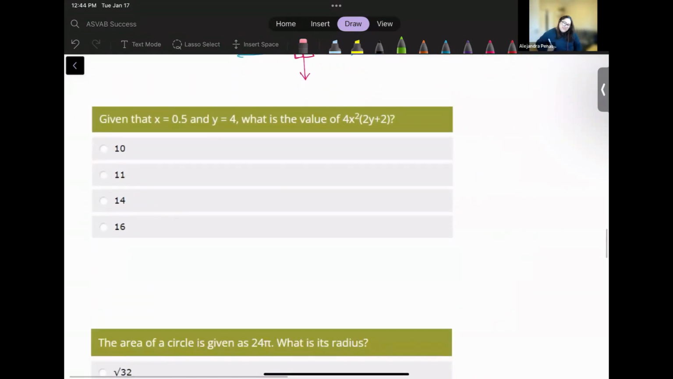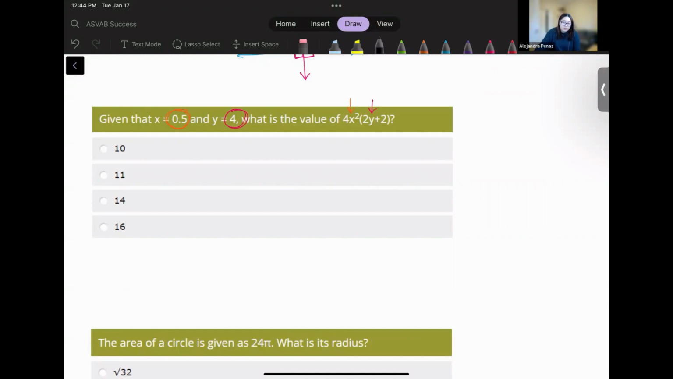So the next one says that given that x is equal to 0.5 and y is equal to 4, what is the value of 4x squared times 2y plus 2? Well, we're going to just substitute here. Anywhere I see x, I'm going to put 0.5, and anywhere I see y, I'm going to put 4, which means I'm going to put a 4 here.